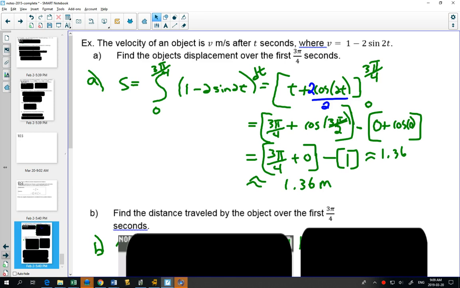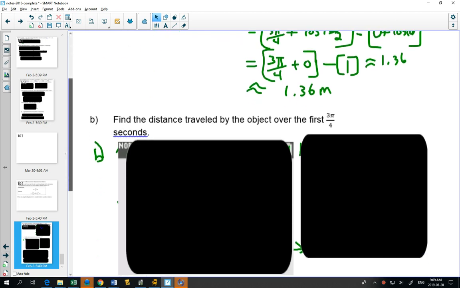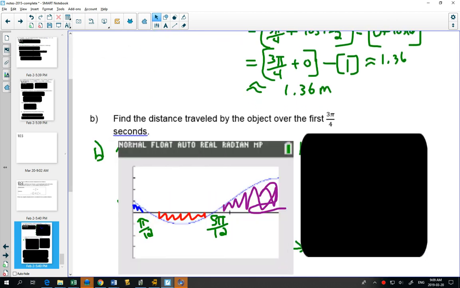If we wanted to find the distance, and usually these are questions where you have access to your calculator, how could I use my calculator best to figure out this distance? So first of all, let's take out our calculator and graph this.